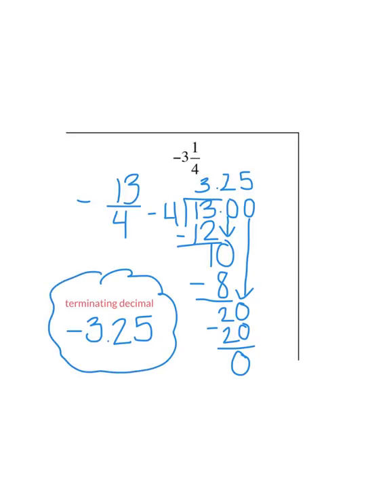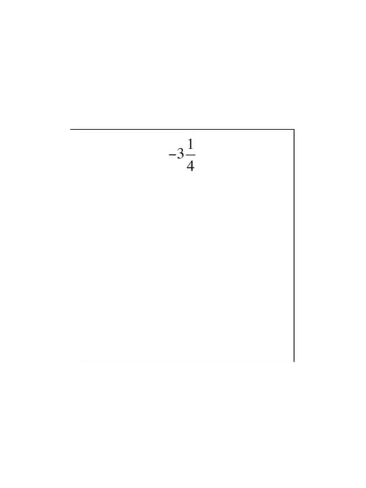Now we are going to look at another way to solve this problem. We can simply solve this problem by taking negative 3, our whole number, and putting it off to the side, and just dividing our other fraction, which is 1/4. Remember, 1 goes on the inside and our 4 goes on the outside. 4 cannot go into 1, so I'm going to add my decimal, and I'm going to bring my decimal up top and add my 0.